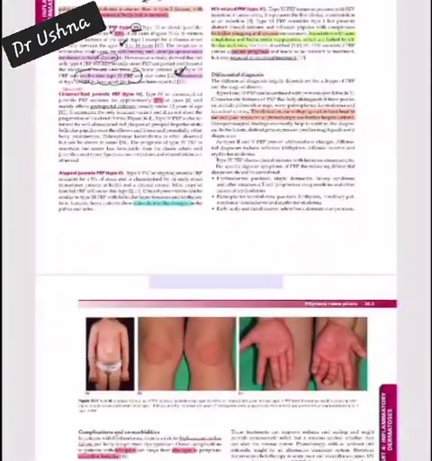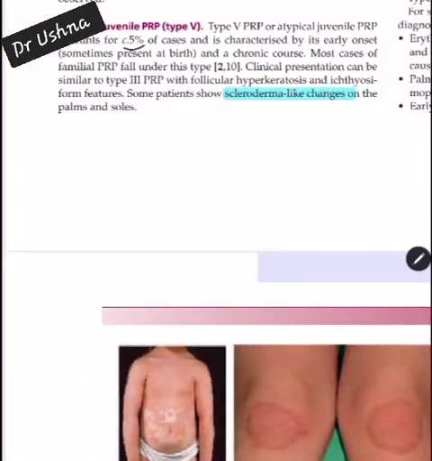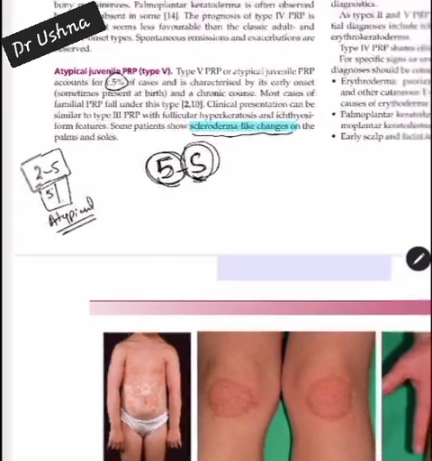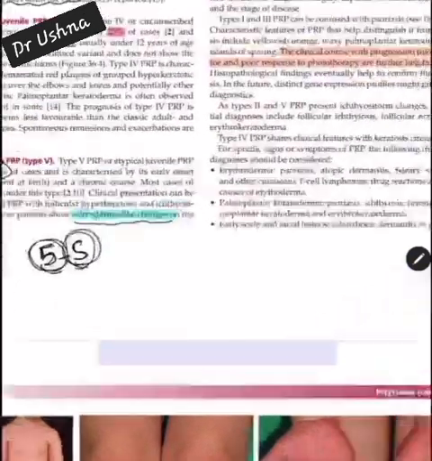Then comes the type 5 PRP. Both the type 2 and type 5 are 5% of the burden. 5% are your atypical disease. This is clear. When you write 5, it is just like S. So type 5 PRP is basically your scleroderma-like changes. Type 2 was eczema and ichthyosiform-like changes, but the 5 is basically scleroderma-like changes. This is the main feature of type 5 PRP.